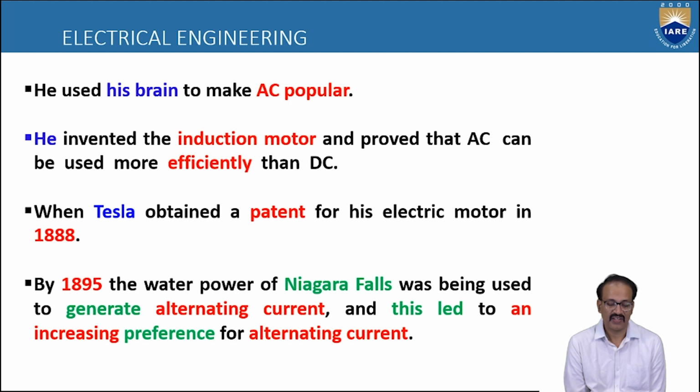In 1895, the water power of Niagara Falls began to be used to generate alternating current. So the first AC power generation happened with the help of the Niagara waterfalls, and afterwards everywhere we started producing AC directly.